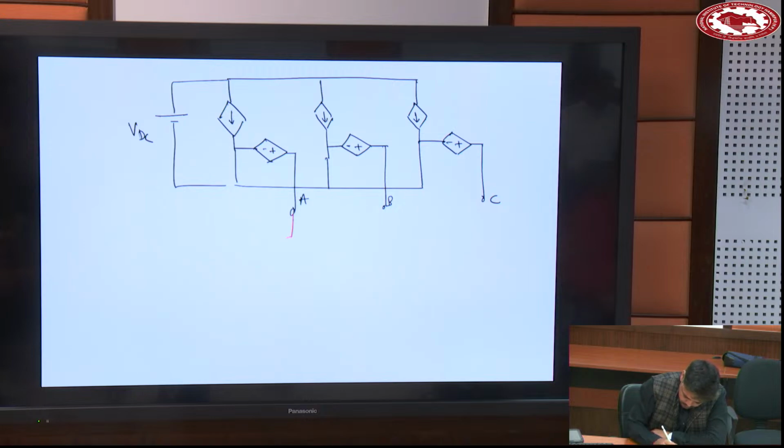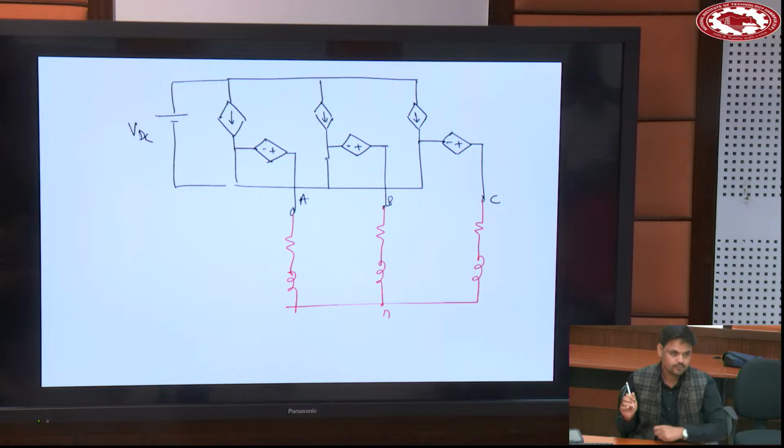And then you can connect any load. So this is actually a 3-phase inverter, in switched model and average model, depending on which quantity you are taking. Here, S, I will put SA, SB, SC. So SA.